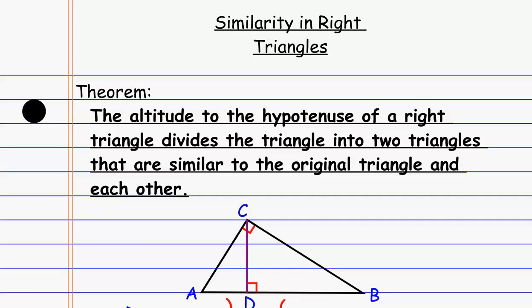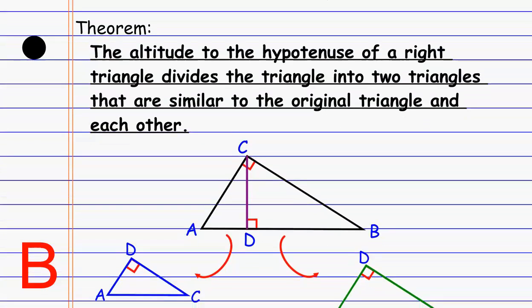So what happens here is I start with one big triangle, I split that triangle with an altitude, and it gives me two smaller triangles inside. Now I have three triangles: the large original triangle, and two smaller triangles inside of it. And all three of those are going to be similar to one another. Here's what this looks like in terms of the picture.